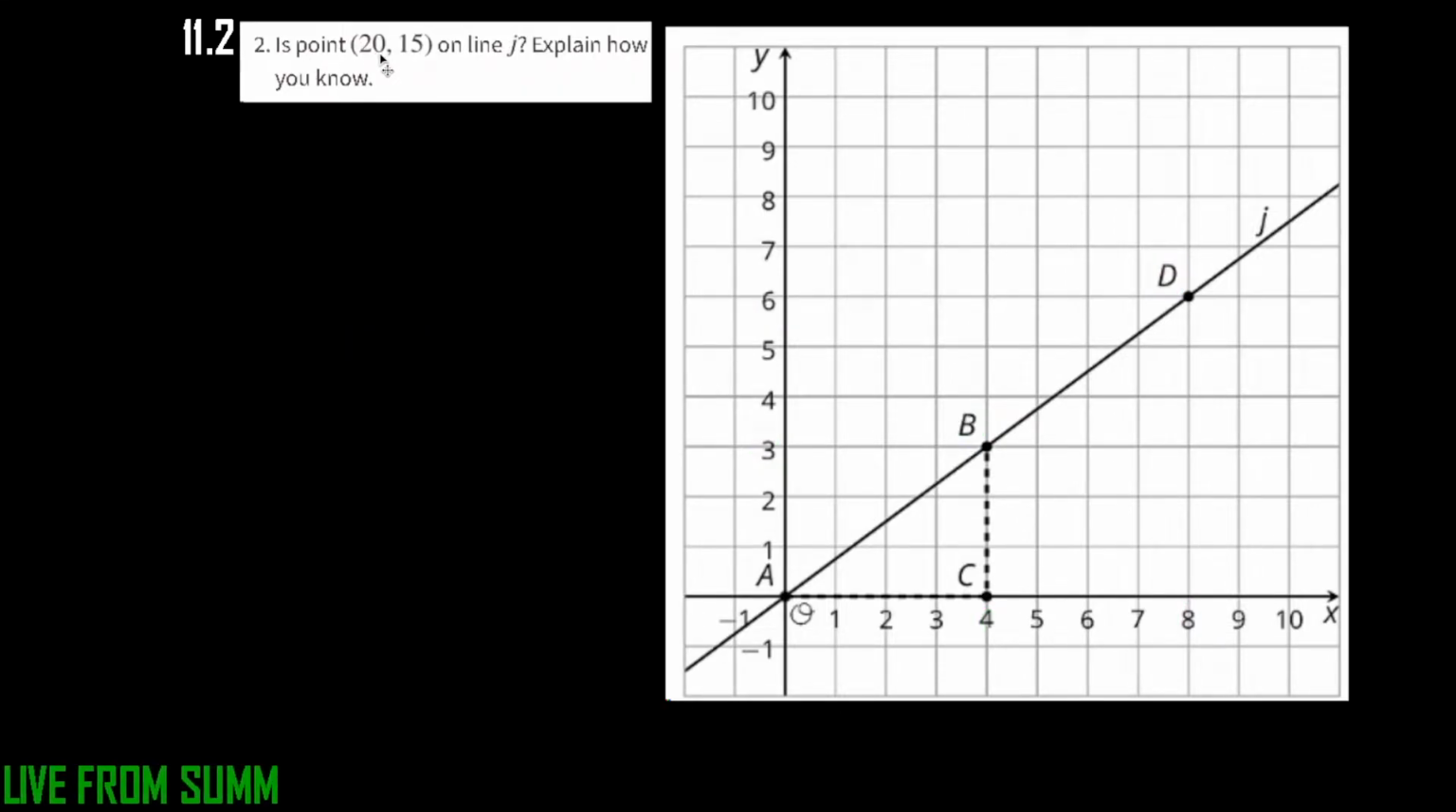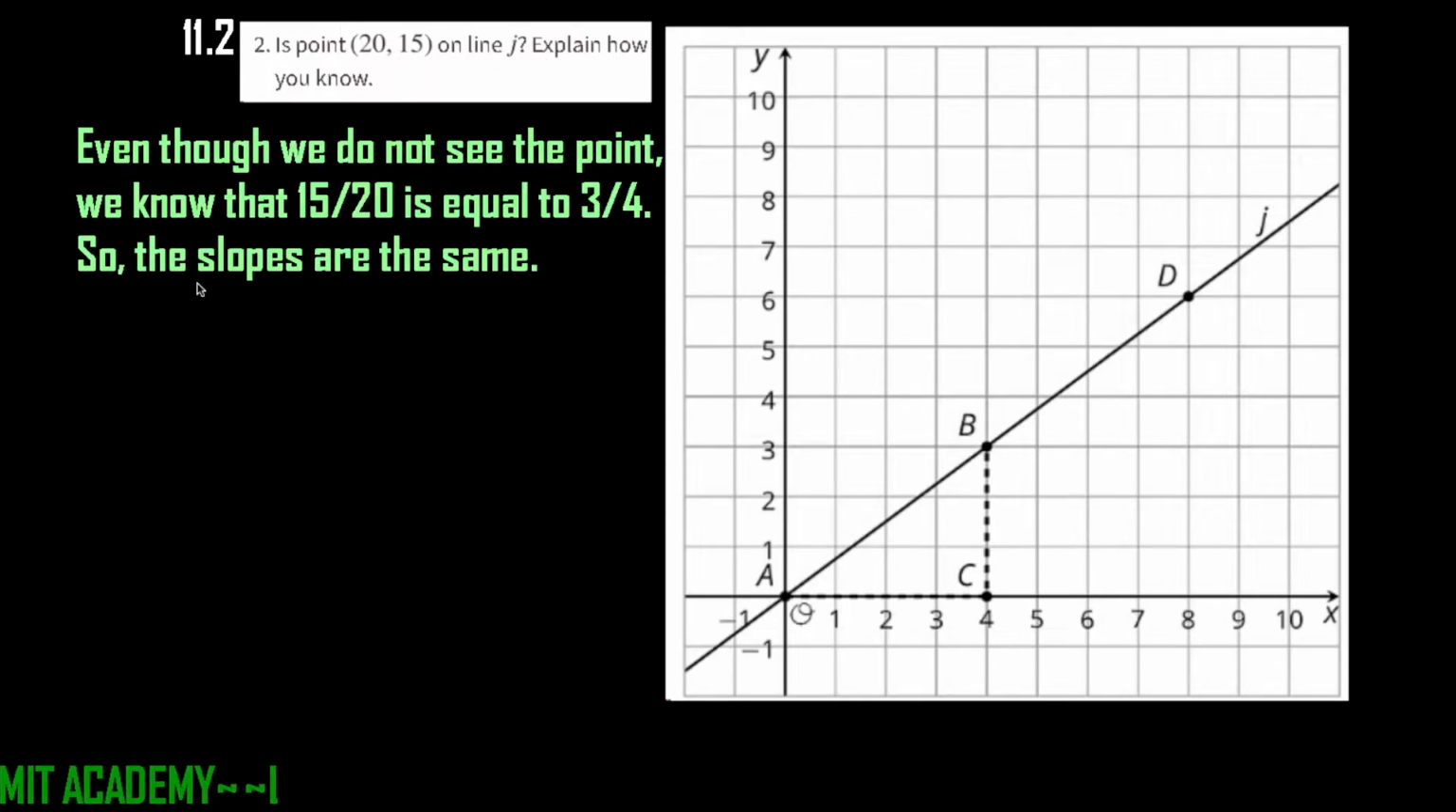For number 2, it says, is the point 20, 15 on the line J? Explain how you know. Even though we do not see the point, meaning our x value doesn't go up to 20, we know that 15 over 20, meaning y over x, is equal to 3 over 4. So the slopes are the same, and that means it would be on that same line J. If you wanted to, you could have also graphed it out further and kept going to see if it's actually on that line. But as long as you're following that staircase like we talked about before, you'll be good.